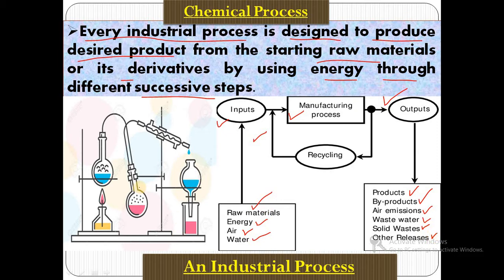In a chemistry laboratory we carry out a chemical reaction in a round bottom flask, and when it passes through different steps, we get the desired product after proper separation by using a separating funnel or simple filtration techniques. So this is about the chemical process and industrial process.